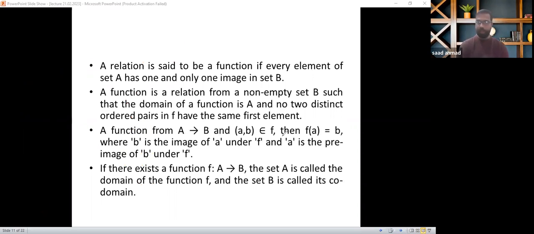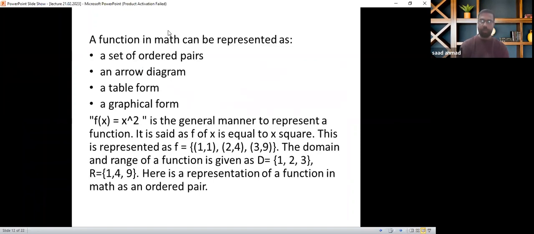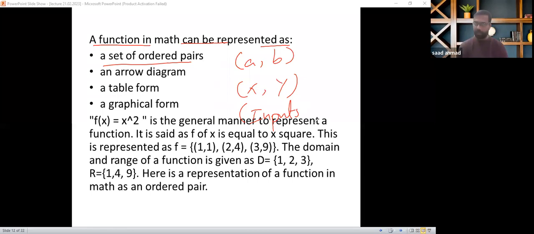So the function A to B, this is just everything that I explained here. They're telling us that a function in maths can be represented as a set of ordered pairs like (a, b) or (x, y). The x are the inputs and outputs. We can write the function in arrow form from A to B, that's the arrow diagram. We can use the table like before.